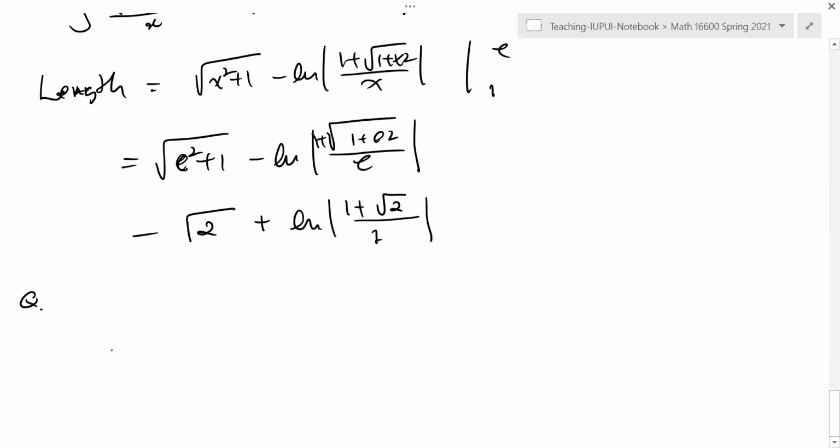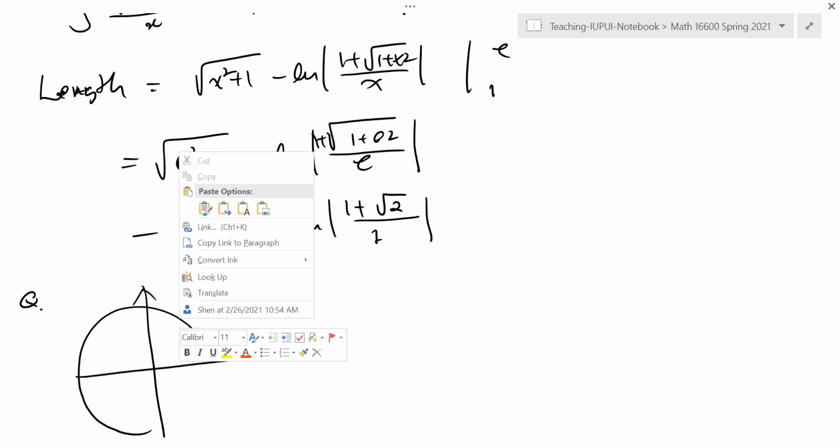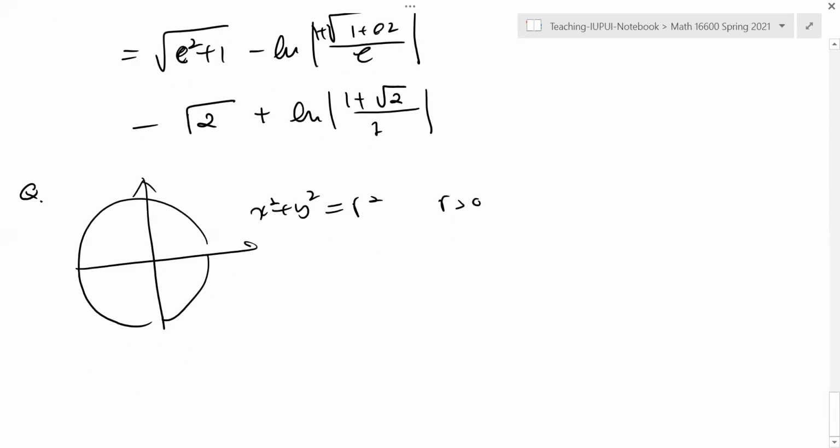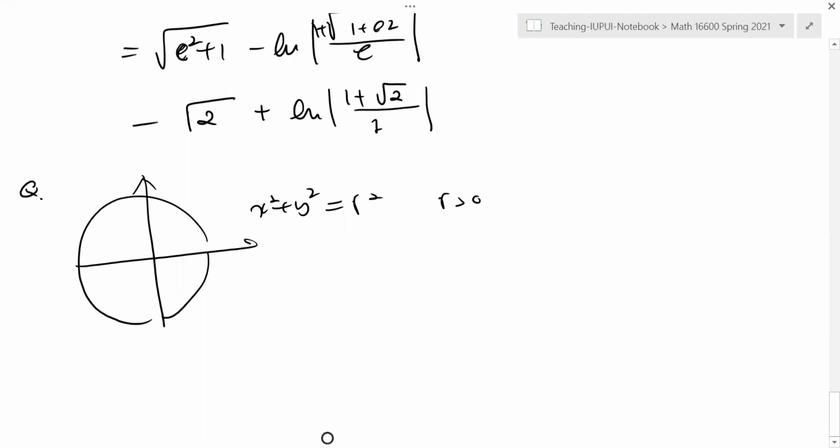Right. So now let's try to find, or set up, the length of the circle. Here we're given the curve, but that curve is going to be a circle, x squared plus y squared equals r squared, r greater than 0. I try to find the length of this circle. Of course, we know that the total circumference is 2 pi r. We know that, right? So the question is why this is true.